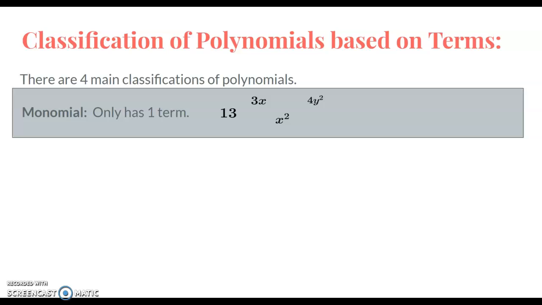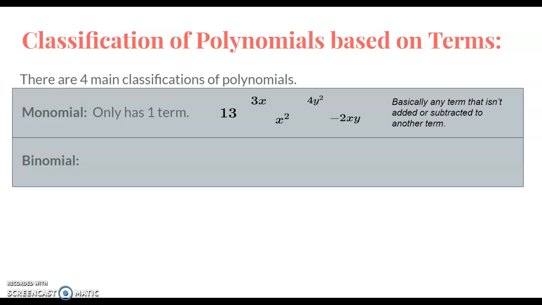Also a 4y squared. Even negative coefficients are considered polynomials. What aren't considered polynomials are negative exponents, not negative coefficients. So this -2 works for what we're trying to do. Basically, any term that isn't added or subtracted to another term is considered a monomial, a single term all by itself. The other kind is called a binomial.